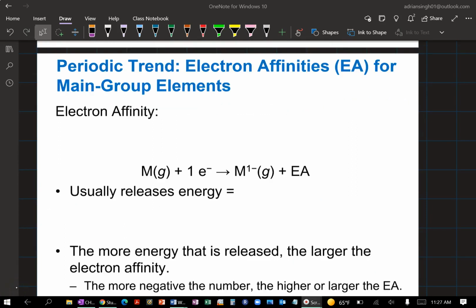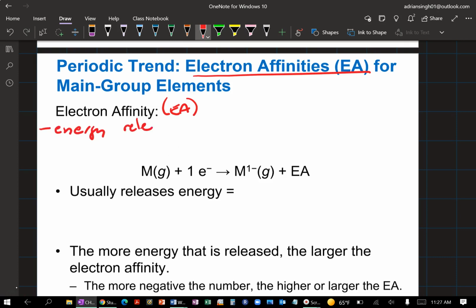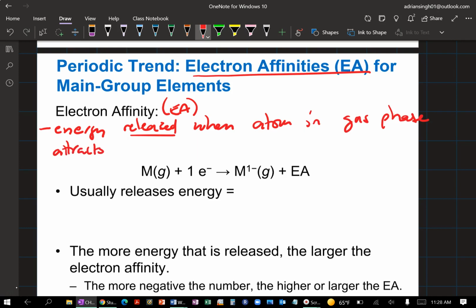The other trend we're going to take a look at is the trend in something known as the electron affinity. You can think of electron affinity as sort of the opposite of ionization energy. It's the energy released when an atom in the gas phase attracts or gains an electron.